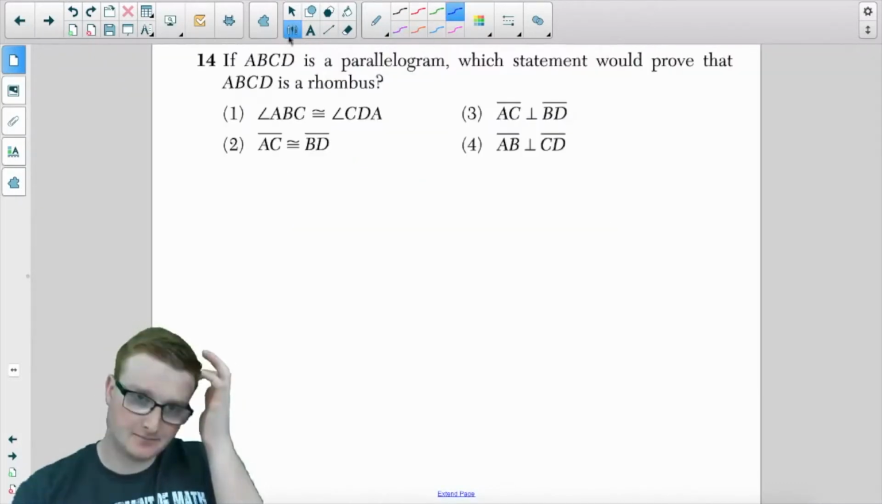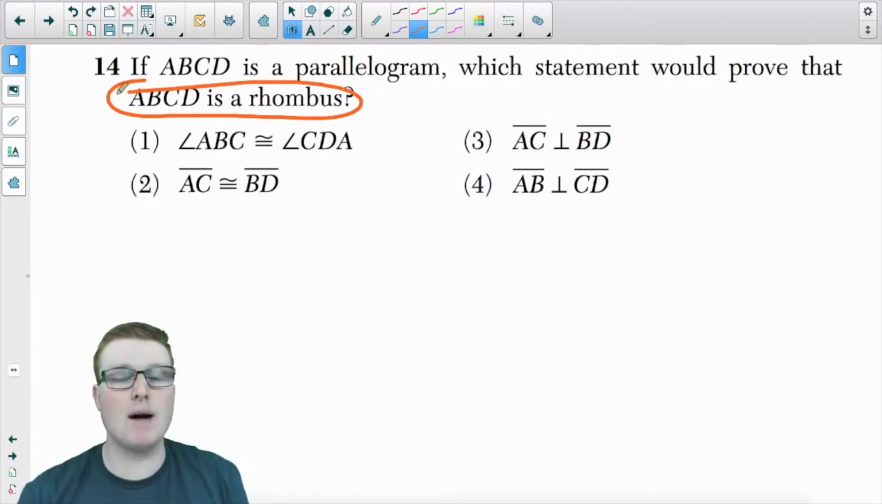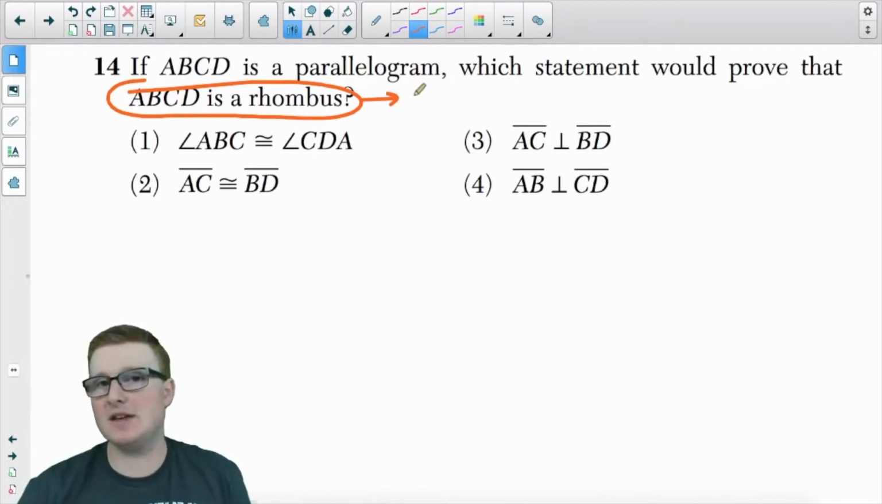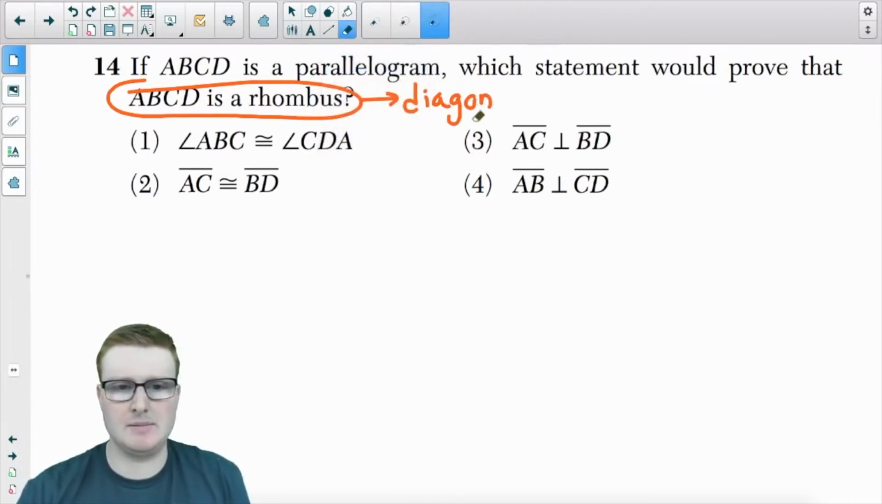Number 14. If ABCD is a parallelogram, which statement would prove that ABCD is a rhombus? We're talking about a rhombus. We're asking for the specific property of the rhombus. Well, a couple things about the rhombus. The diagonals are perpendicular. Actually, let me make some room here.